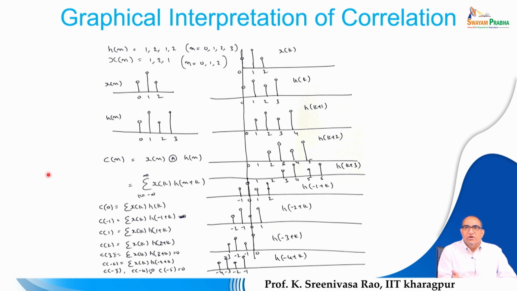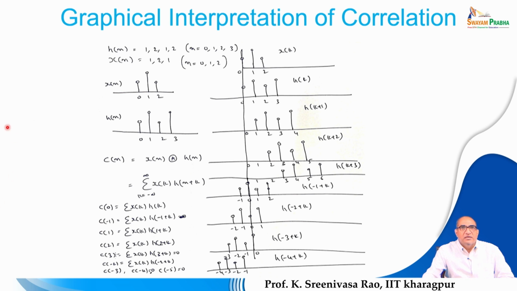In case of correlation, since the expression is h of n plus k, we need not rotate the sequence. We will keep one sequence fixed, and the other sequence will just be shifted, without rotating, in positive or negative directions. At each shift we see what the overlap is, and we estimate that overlap, and that will result as the correlation.